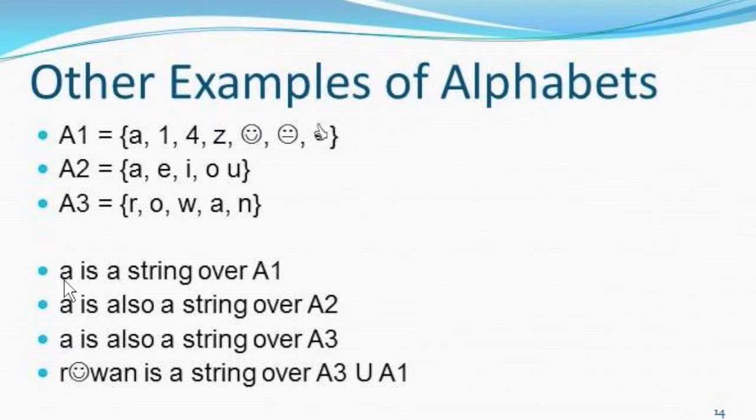So if we just have the string A, that happens to be a string over the alphabet A1. It's also a string over the alphabet A2. It's also a string over the alphabet A3. But if we look at this weird thing, that's a string over the alphabet A3 unioned with A1. Is A3 unioned with A1 an alphabet? Well, what's an alphabet? An alphabet is a finite set of symbols. A3 unioned with A1 is a finite set of symbols, so this is a perfectly valid alphabet, and there's a string over our alphabet.